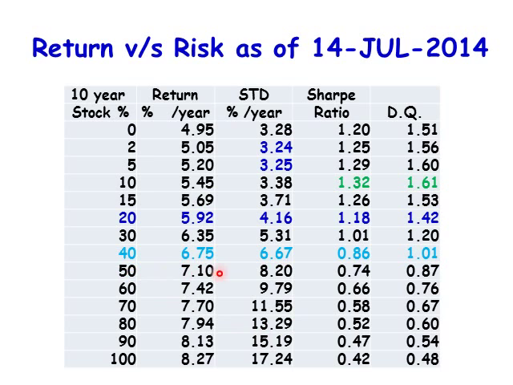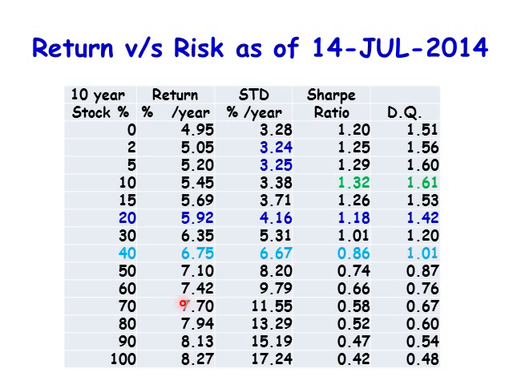Okay, at 50-50, my returns are 7.10%, and at 100% stock allocation, they are only 8.27%. From 50-50 to 100% stock allocation, I gained 1.17% per year in the return. However, standard deviation more than doubled, from 8.2% per year to 17.24%. So it is a matter of how much return you want and how much standard deviation you are willing to accept. At 70-30, the standard deviation is 11.55%.